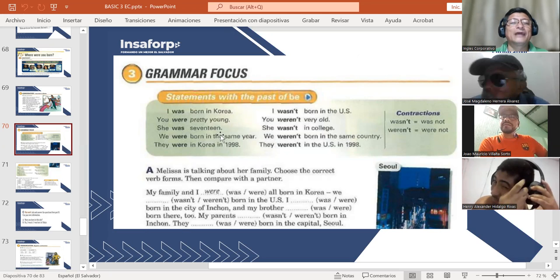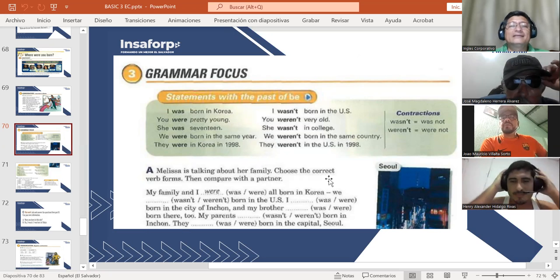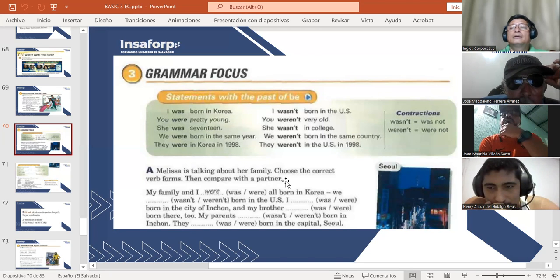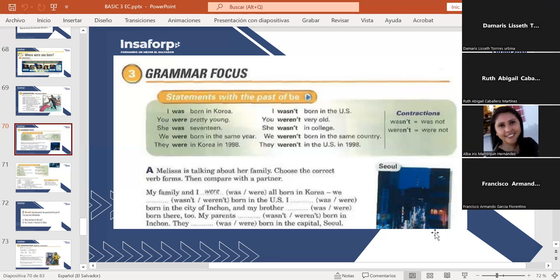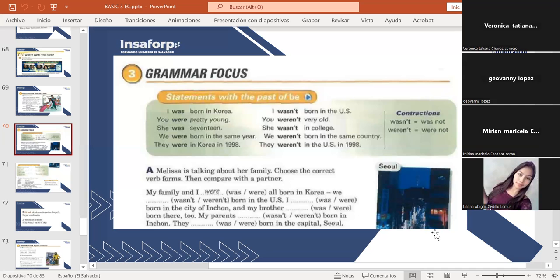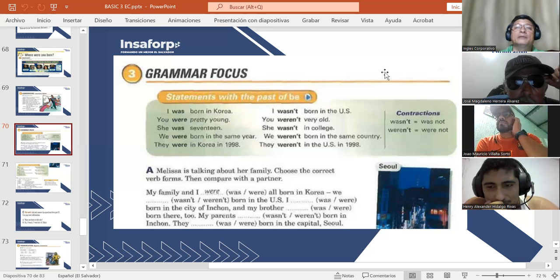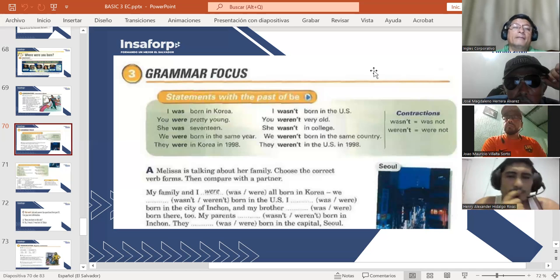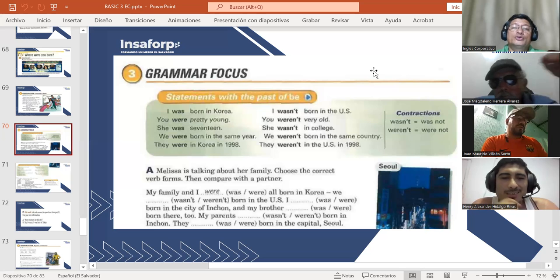In the exercise that we have here, we have Melissa. Melissa, ¿qué dice allí? Jose, can you read the instructions? Letter A. Okay, if you can do it, Joao, help me, please. Melissa is talking about her family. Choose the correct verb forms, then compare with a partner, okay?